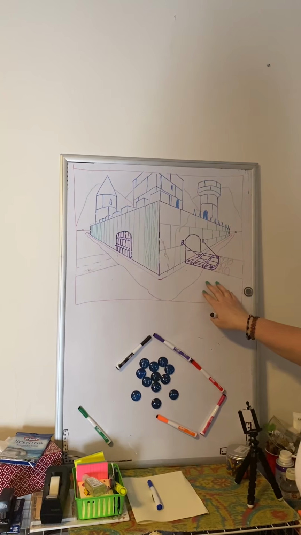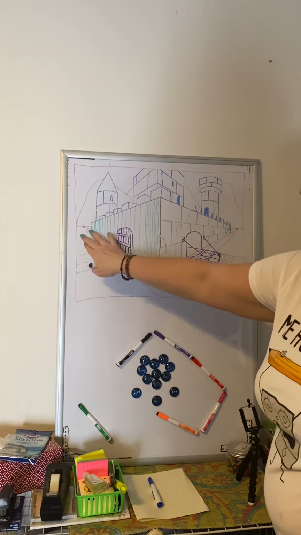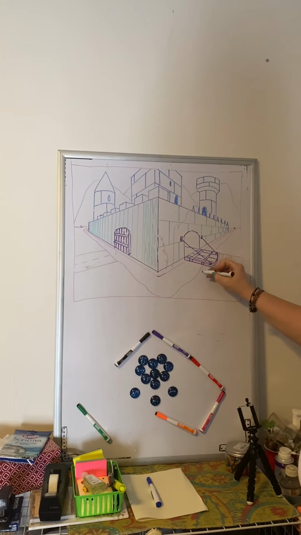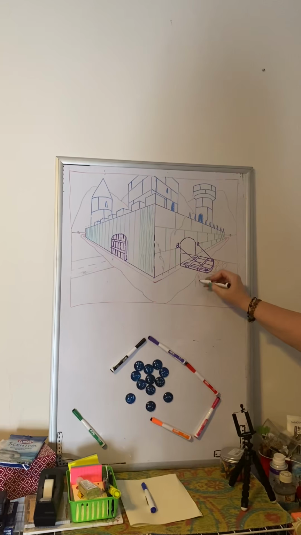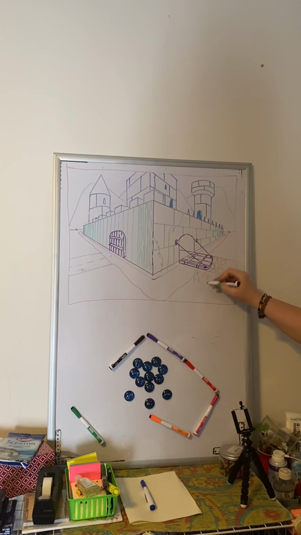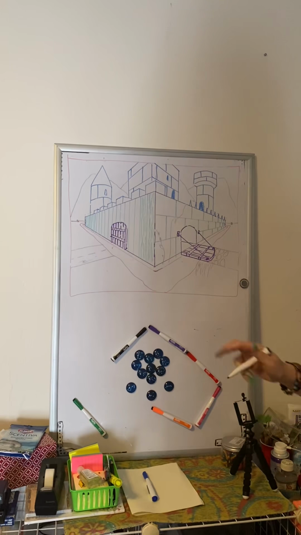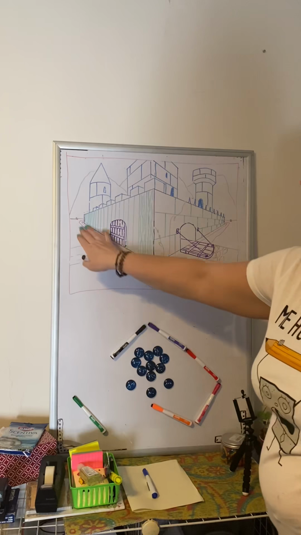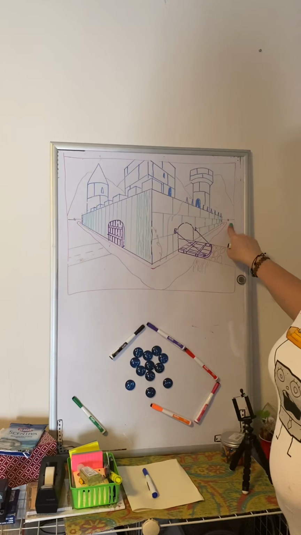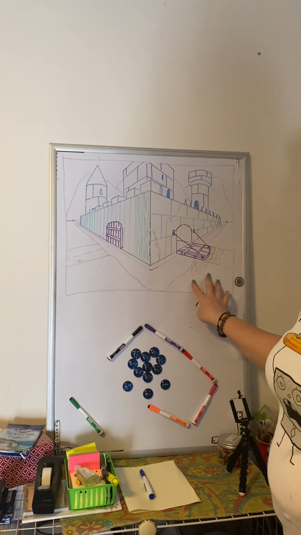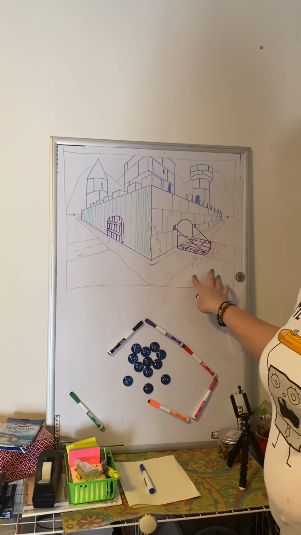Then you have to decide what's going to happen on your ground. You could have grass here, you could have snow, you could have flowers. Again, use your imagination. You can decide what happens in these areas. Just remember that whatever's happening back here is going to be much smaller than what you're drawing up here because it's farther away.